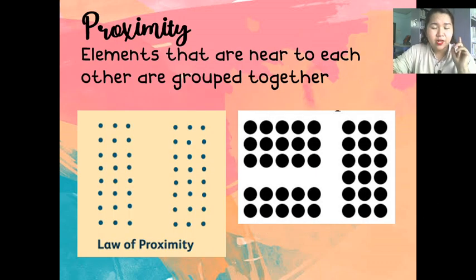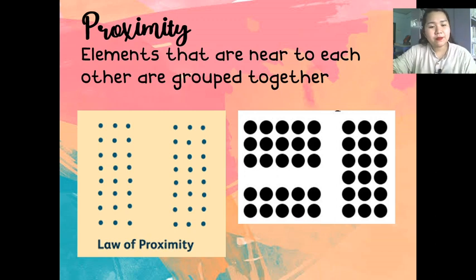So, first, you have here the proximity. Elements that are near to each other are grouped together. So, that's why, as you can see in the pictures provided, meron tayong dalawa. First is yung may mga circles or dots that are colored with blue. Second is yung image noong circles that are colored with black.